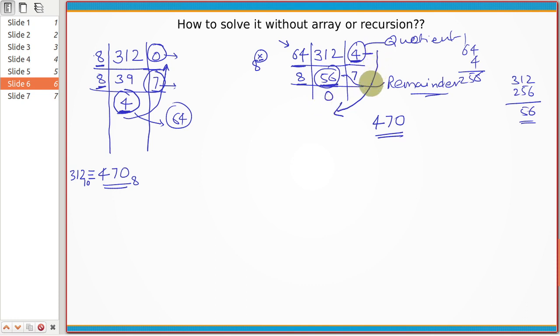So if you create it in this way, then you will not need an array or recursion to remember the things in reverse. But now how to find this number, the biggest number with which you should start dividing this? So what you do, whatever base you want to convert to, start from 8 raised to 0.